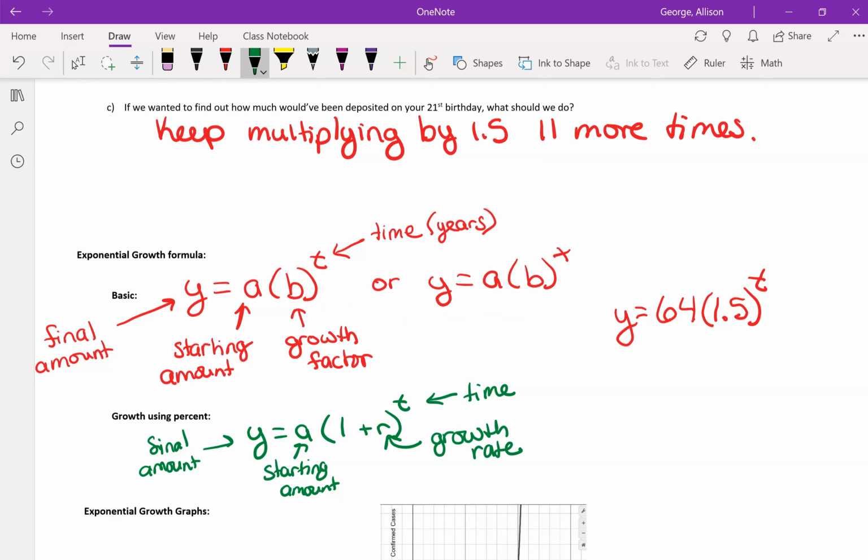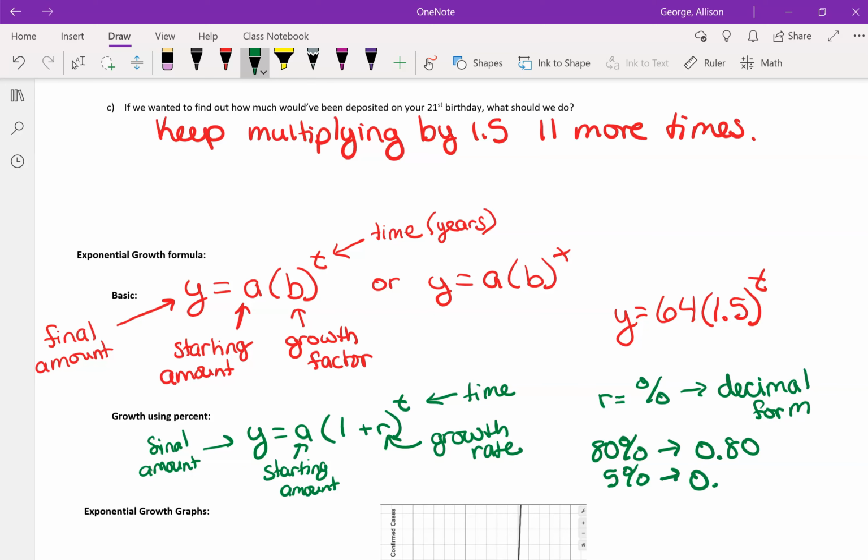And the one thing that you have to watch out for is you have to write that r as a decimal. So they're going to give it to you as a percent, and you have to write it in decimal form before you plug it into the equation. So for example, if I had 80%, I would plug in 0.80. If I had 5%, I would plug in 0.05. All right, so just be careful with that. You want to make sure that you're writing it in decimal form when you plug it in.